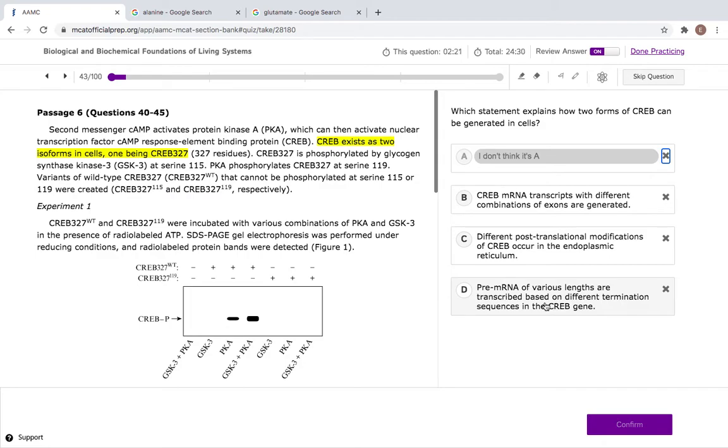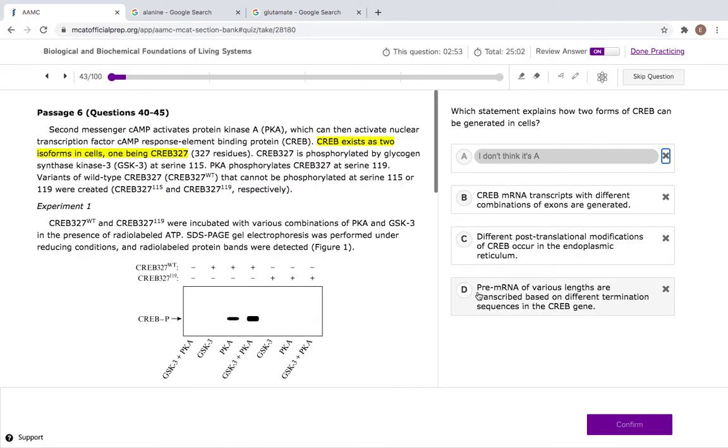Pre-mRNA of various lengths are transcribed based on different termination sequences in the Krebs gene. Krebs is more of a transcription factor. It activates transcription of the gene. Why? No, see, this is not it. That's not how the central dogma works.